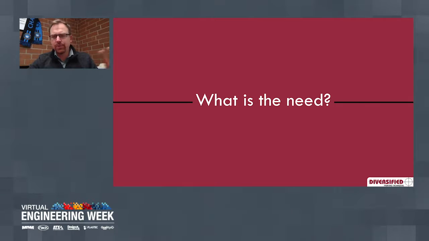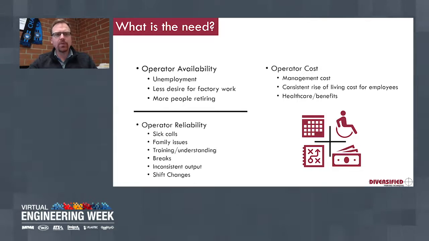We looked at two specific needs, especially for this presentation. One is the personnel side of things, and the other is the production side of things. So when you talk about personnel and automation, it's important to think about the operator, right? Their availability, their cost, and their reliability.